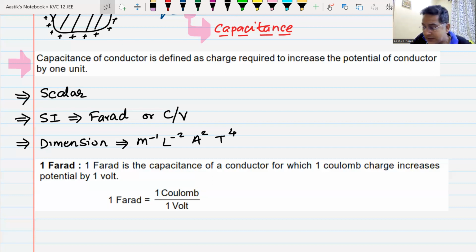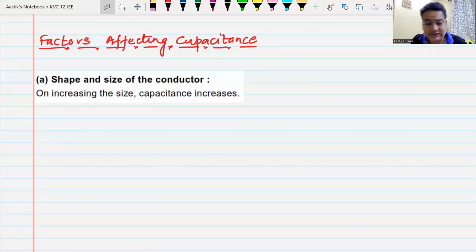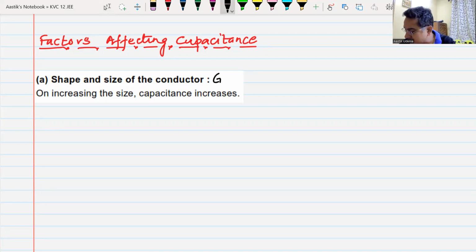Okay. Then the next heading that we will write is: what are the factors that can affect the capacitance of a conductor? On what all factors does the capacitance of a conductor depend? Any idea? The first factor that it depends on is definitely size and shape. Along with size and shape, I would also like to add geometry.